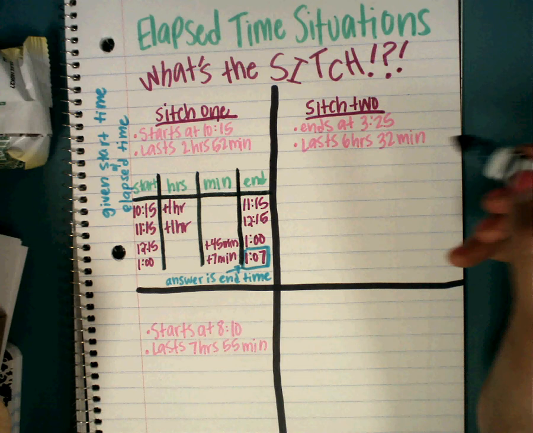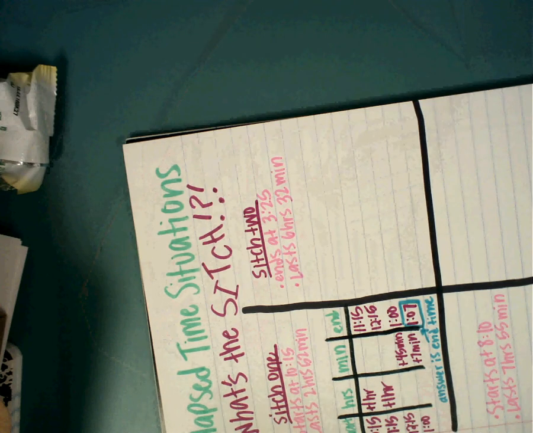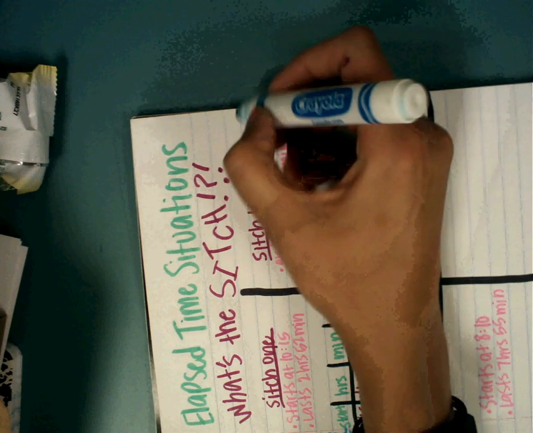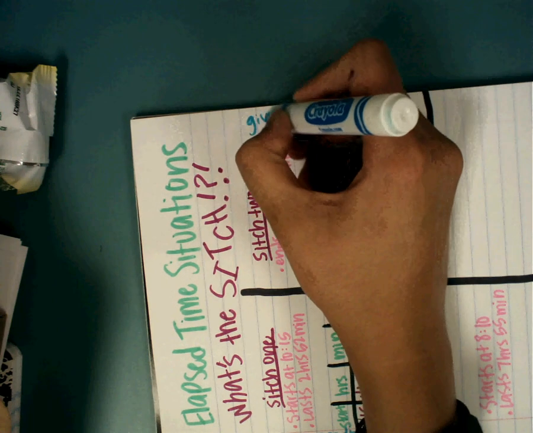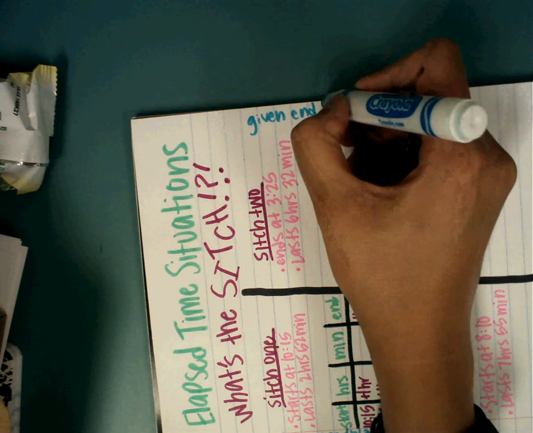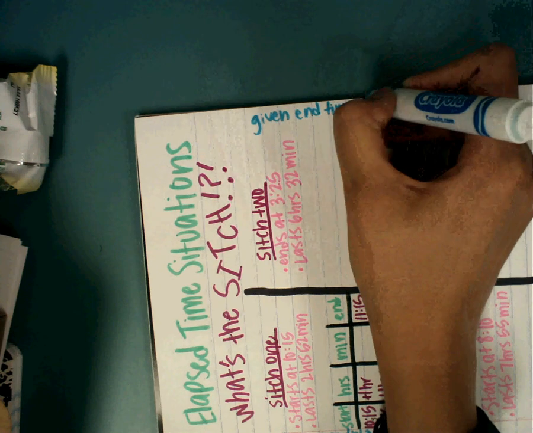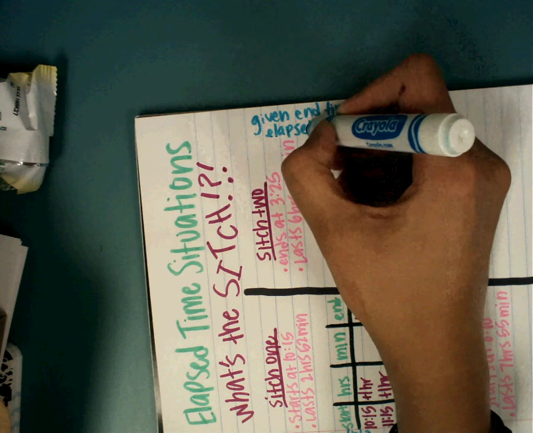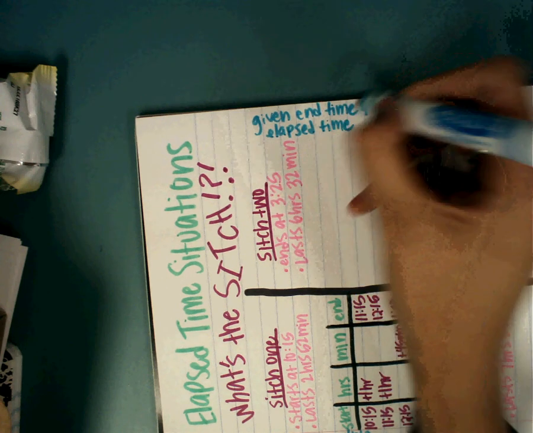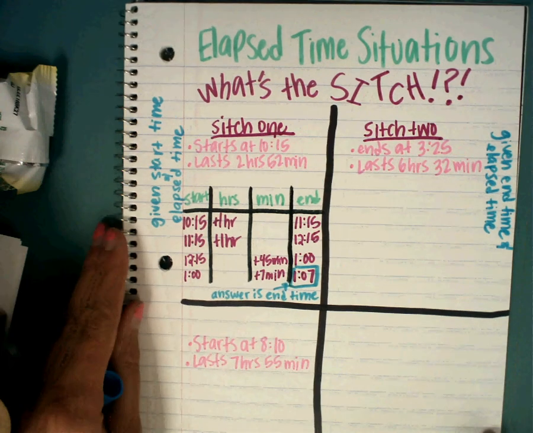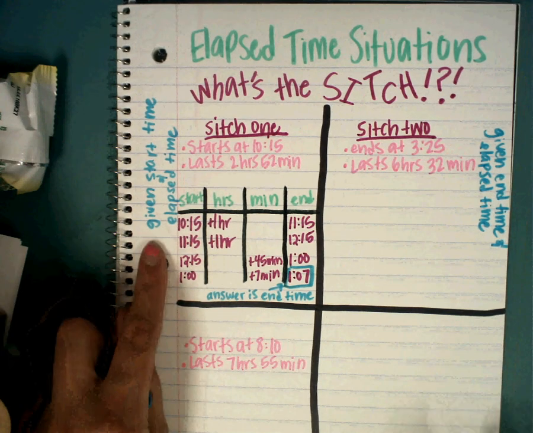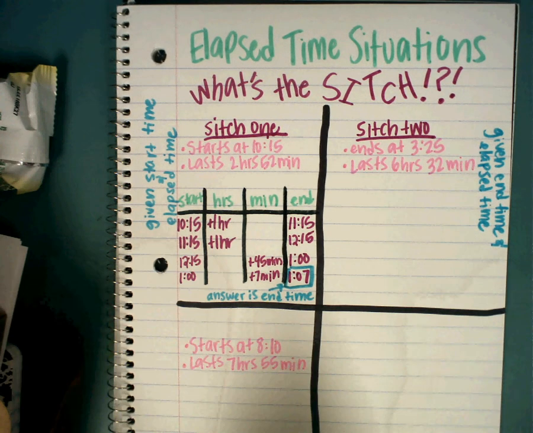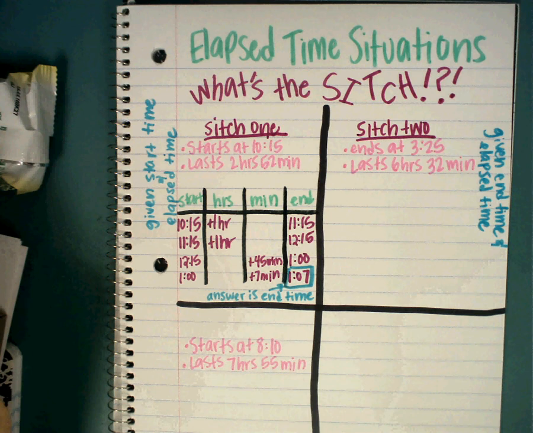Okay, so let's write over here what we're given real quick before we draw our triple T chart. So I'm given the end time, and elapsed time. I'm given the end time and the elapsed time over here. Over here I was given the start time and the elapsed time. That's how the Sich 1 and Sich 2 are different. So I'm going to have to draw my triple T chart. So let's go ahead and do that.